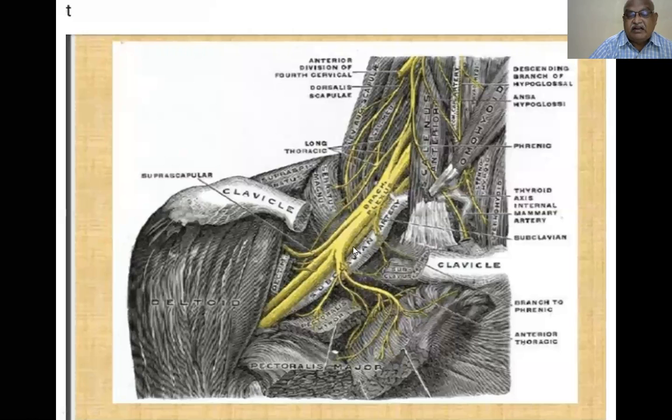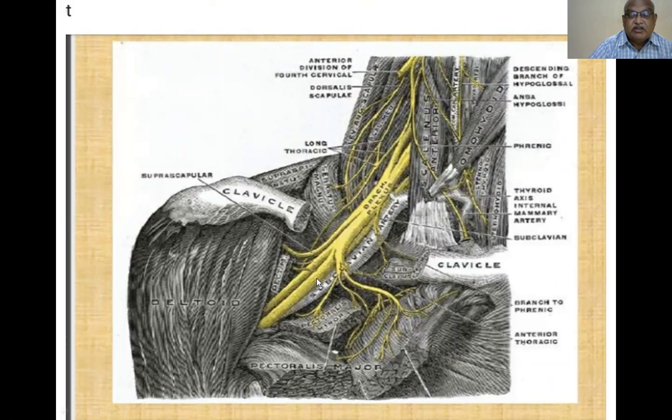this is the clavicle. So, this part of the brachial plexus is retroclavicular. This part of the brachial plexus is supraclavicular. This part of the brachial plexus is below the supraclavicular, so the intraclavicular part. Now, this is the subclavian artery. From here, subclavian artery is becoming the axillary artery. Now, this is the brachial plexus, supraclavicular part.